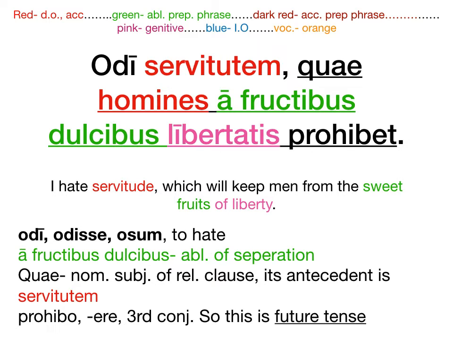So yeah, all the color coding here is actually going to serve you really well to be familiar with. And you should not only know the case of a noun, but also the function. So if I underline servatutum or homines and ask the case or function, in both cases, no pun intended, they are accusative. I guess that was a pretty good pun. They're accusative direct objects, both of those. And a fructibus dulcibus is an ablative of separation.